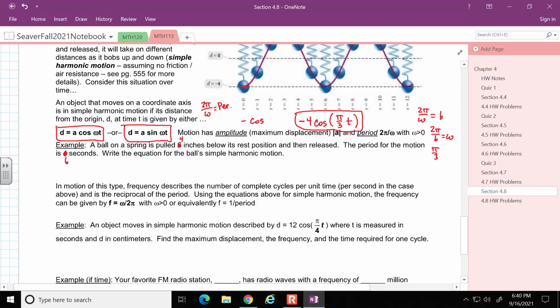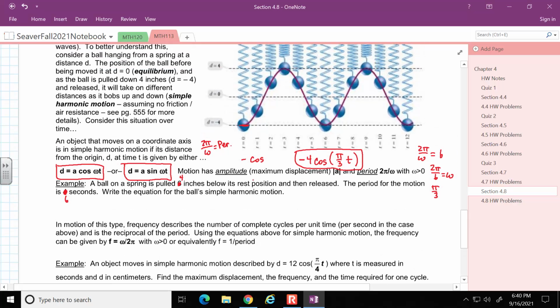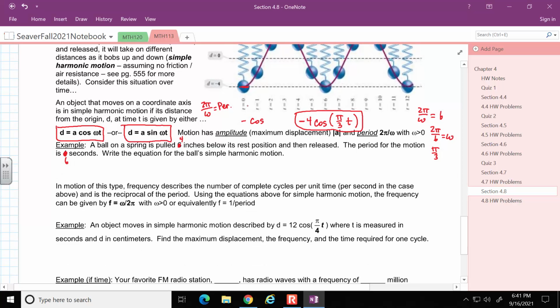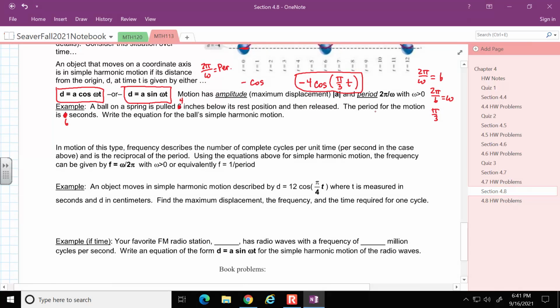Now, looking at this motion, the number of cycles I complete per unit time is considered the frequency. I complete 1 cycle in 6 seconds. So if I think about the opposite, how many rotations have I done in 1 second? It's 1/6 of a cycle. That would be considered the frequency. You've probably seen that before in hertz and things like that. So that's where that comes from.